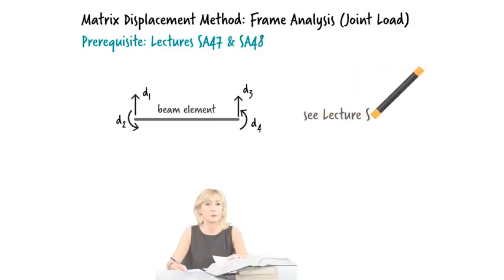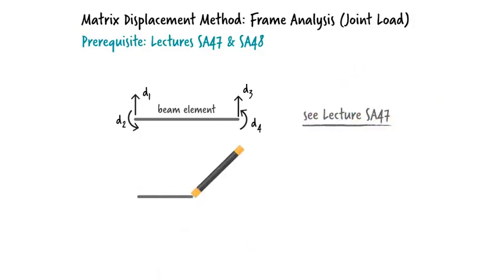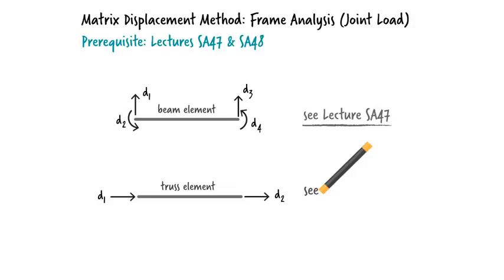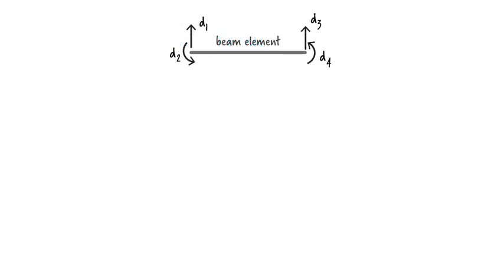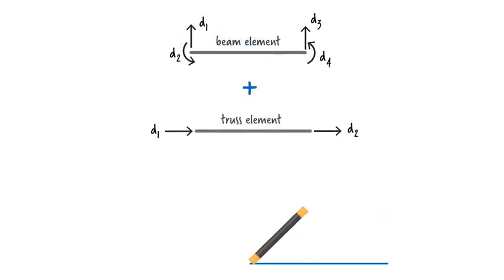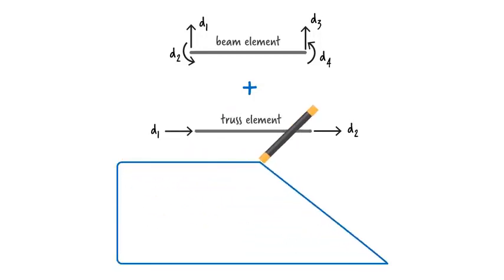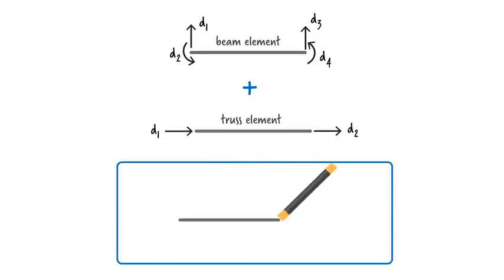See Lecture SA 47. We also defined a truss element with 2 degrees of freedom, 2 axial displacements. See Lecture SA 48. If we combine these two elements, we get a beam column element with 6 degrees of freedom.